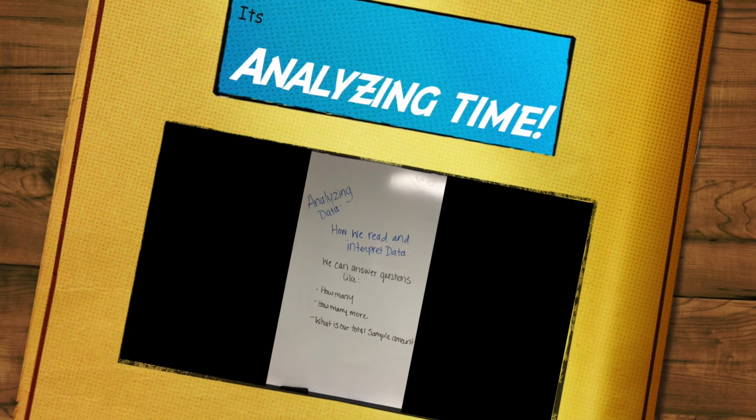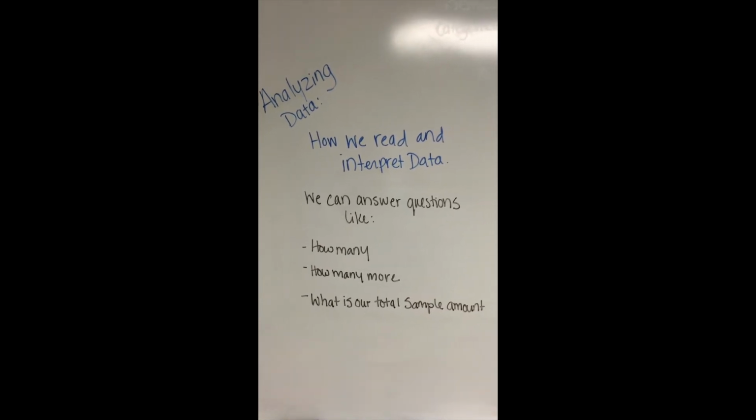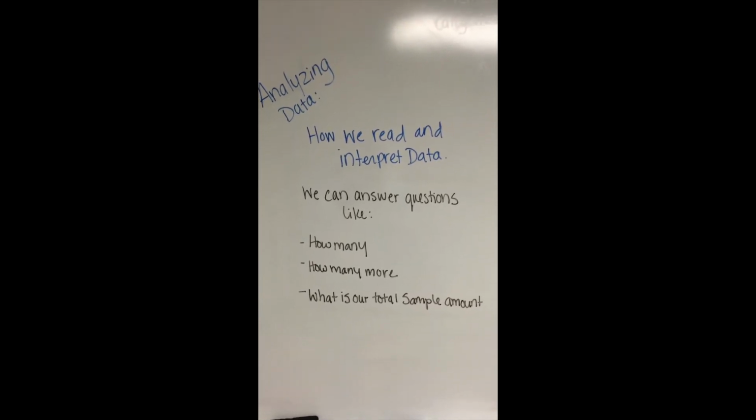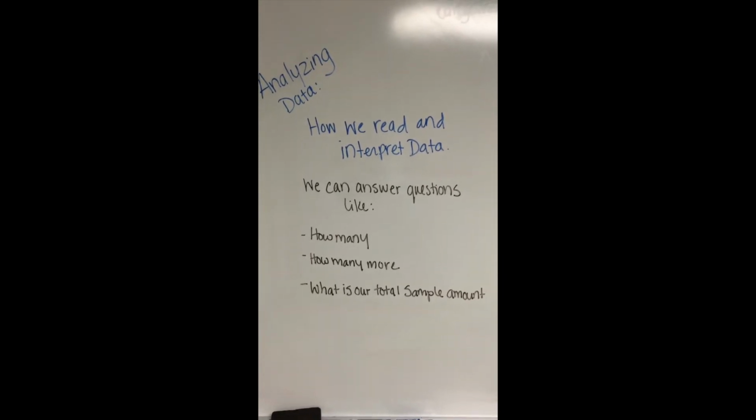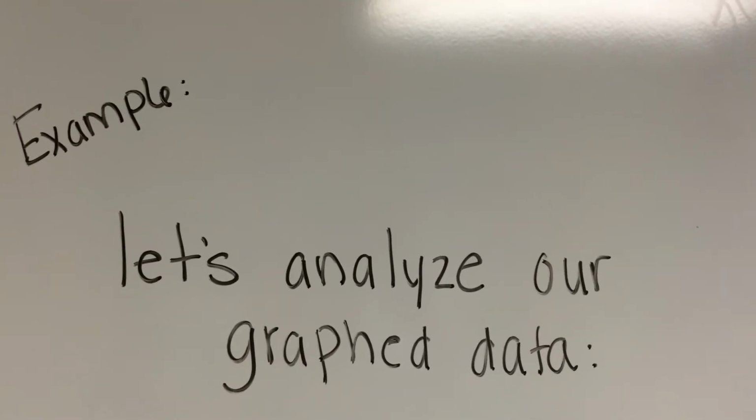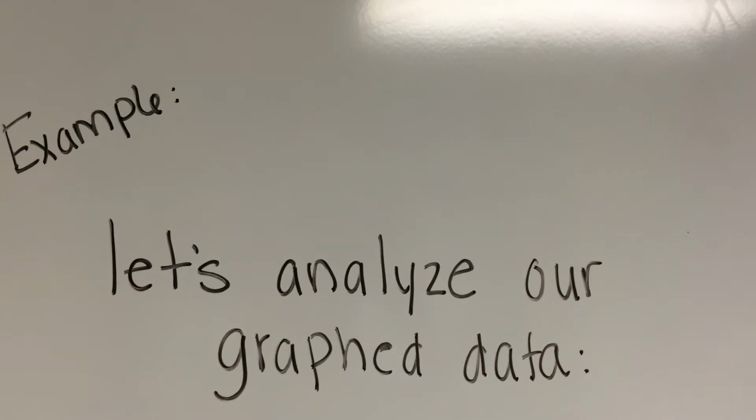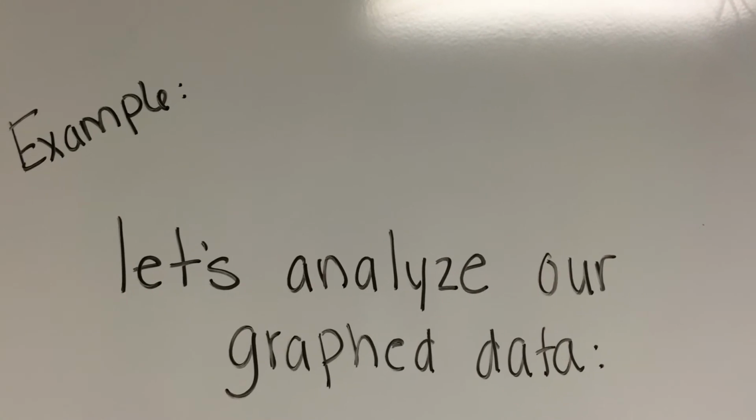Now that we've collected and graphed our data, we need to learn how to read it or analyze it. Analyzing data is how we read or interpret the data. When we analyze and interpret data, we can answer questions like how many more, and what our sample total is. So let's go back to our example of our classmates' favorite rainbow color. To analyze this, we're going to ask a series of 3 questions.